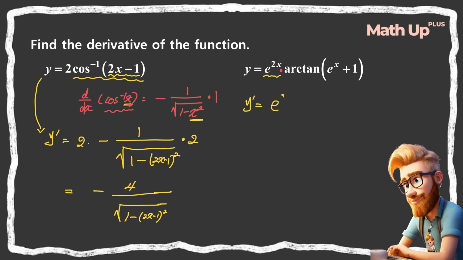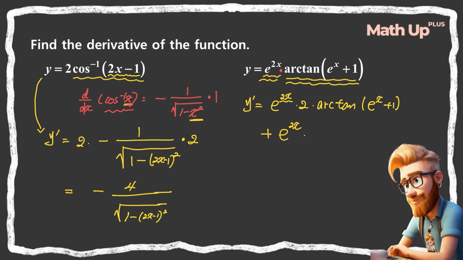That's an exponential function, so e to the 2x times, by the chain rule, we have to multiply by the derivative of 2x, which is 2, times, leave this function alone, arctangent of e to the x plus 1, plus, leave this function alone, so e to the 2x times the derivative of this function right here.